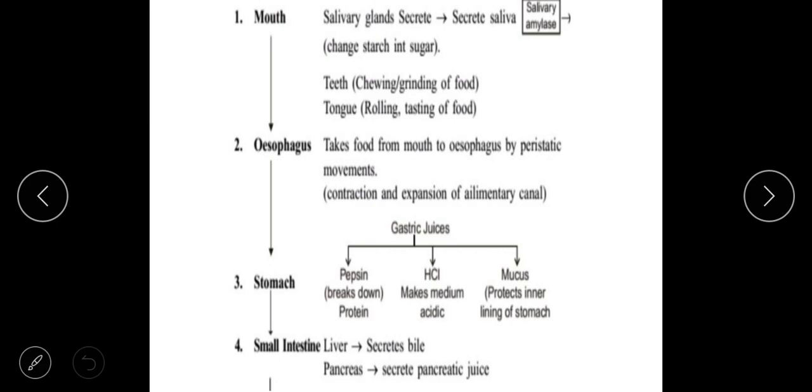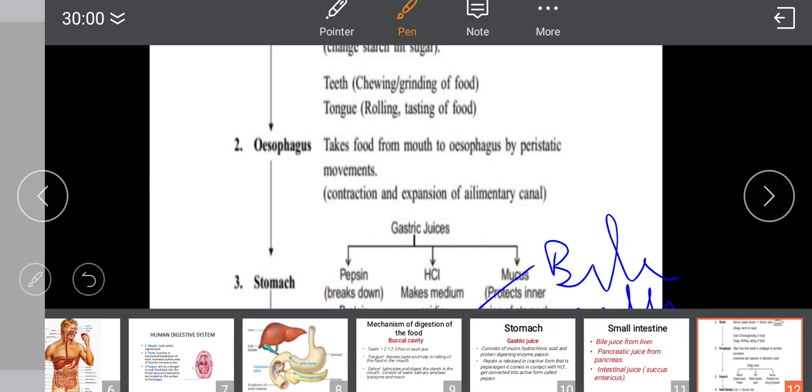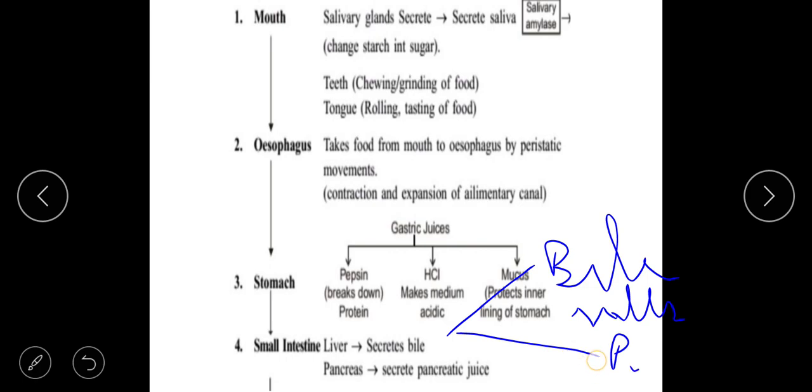Then from the stomach, the food is entering into the small intestine. In the small intestine, the liver is releasing the bile juice. Here, I just want to mention that bile juice consists of two things: number one, bile salts, and second, bile pigments. Bile salts are the only ones which help in digestion. Bile juice does not contain any enzyme for the digestion of the food.